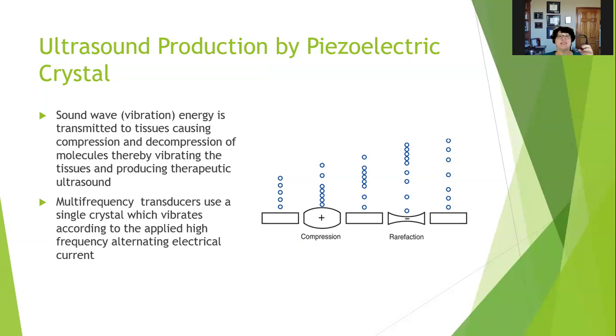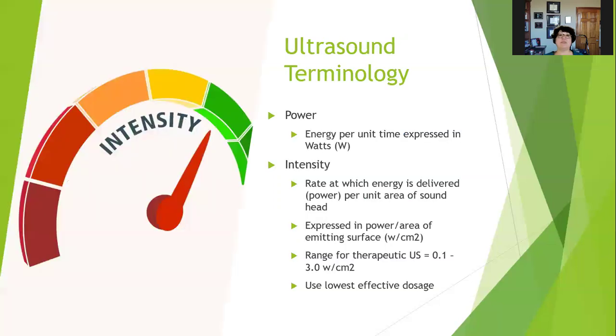Multi-frequency transducers use a single crystal which vibrates according to applied high-frequency alternating electric current. So it depends on what frequency you pick, how much alternating current goes into it. And that is all built into the unit that the manufacturer provides for ultrasound. And all we have to do is press the buttons and pick which frequencies we want, which is pretty handy.